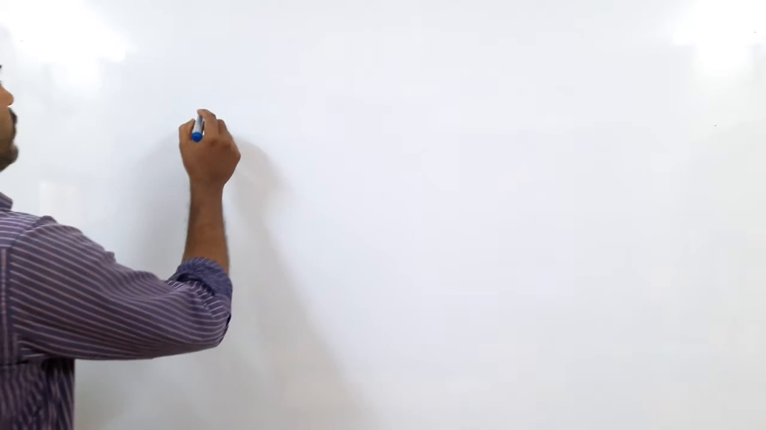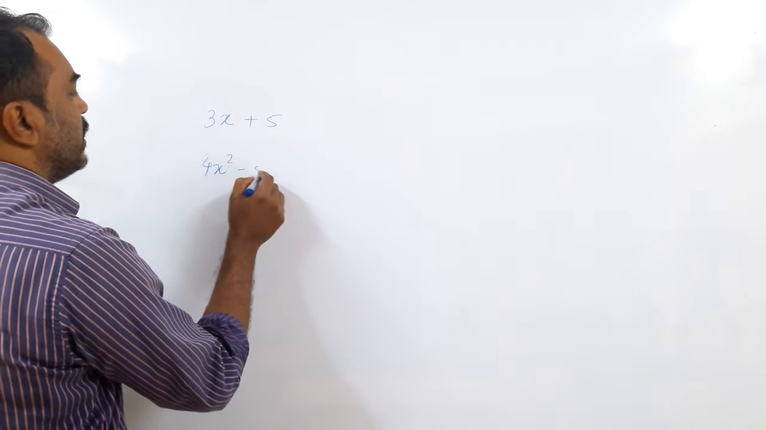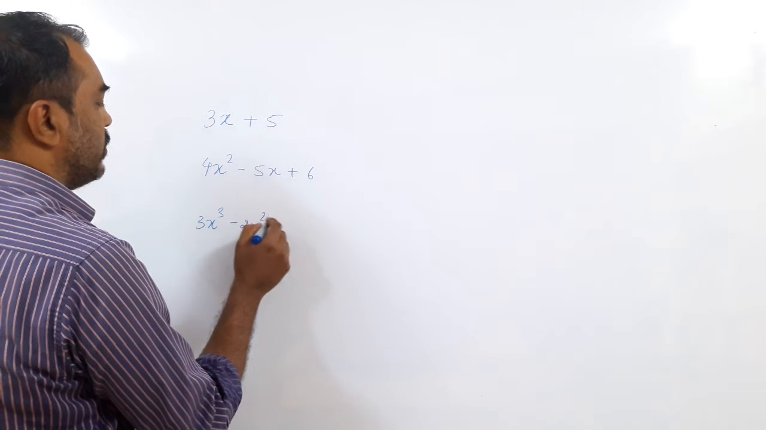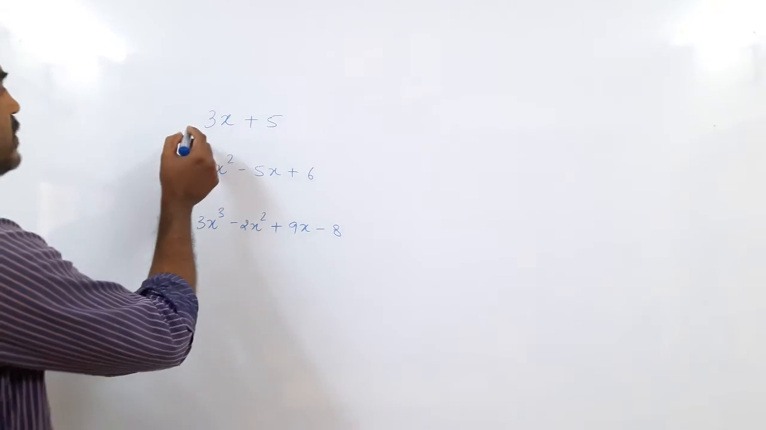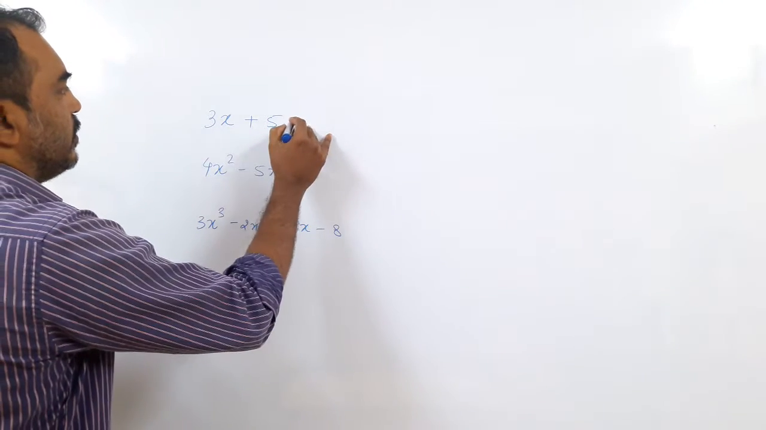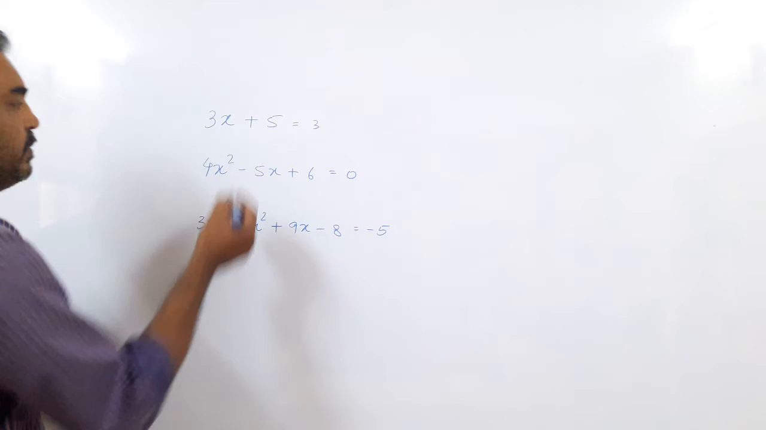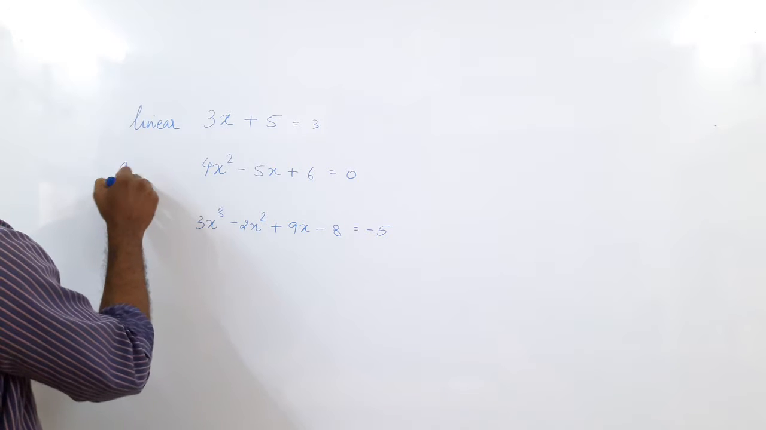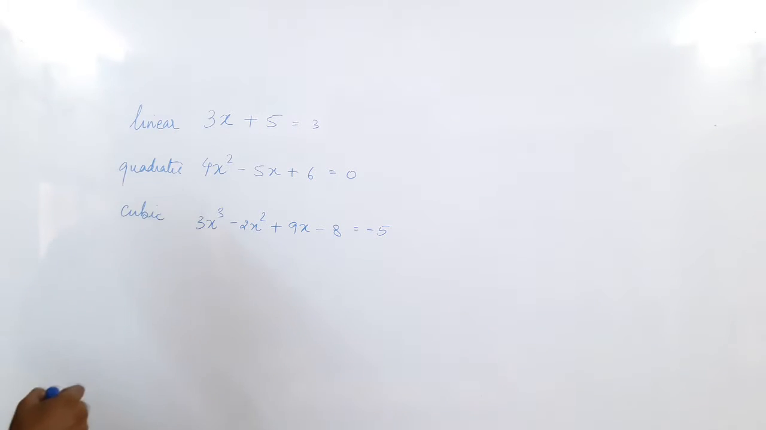Good morning, friends. In the chapters done so far, we have done polynomials like 3x plus 5, 4x square minus 5x plus 6, or 3x cube minus 2x square plus 9x minus 8. So we have solved the sums. These are polynomials in one variable. If I put it equal to 3 or equal to 0 or equal to minus 5, something like that, it becomes an equation. So this is a linear equation, this is a quadratic equation, and this is a cubic equation.